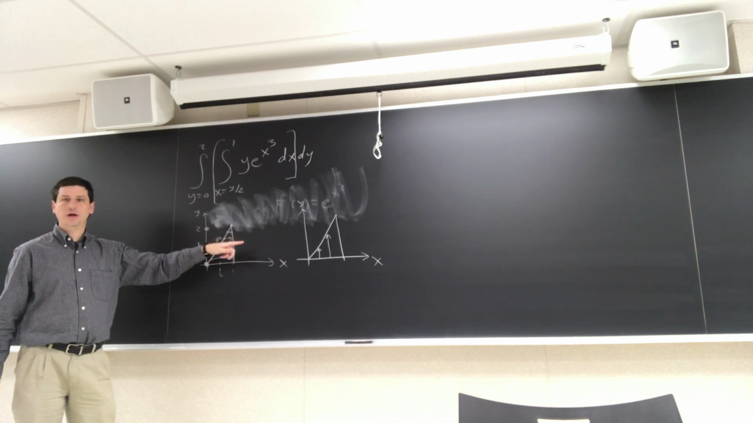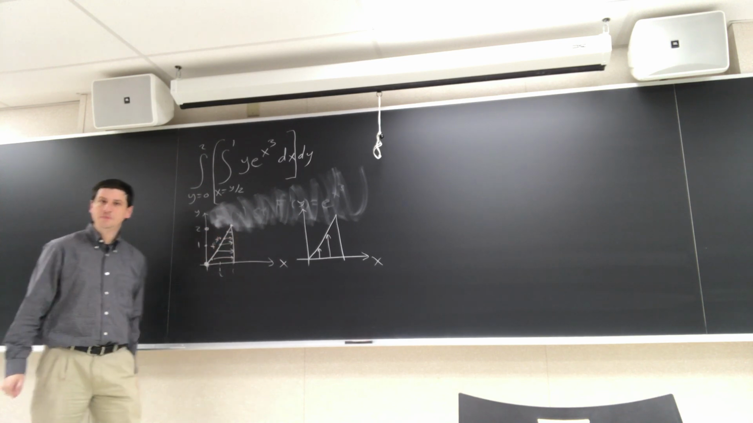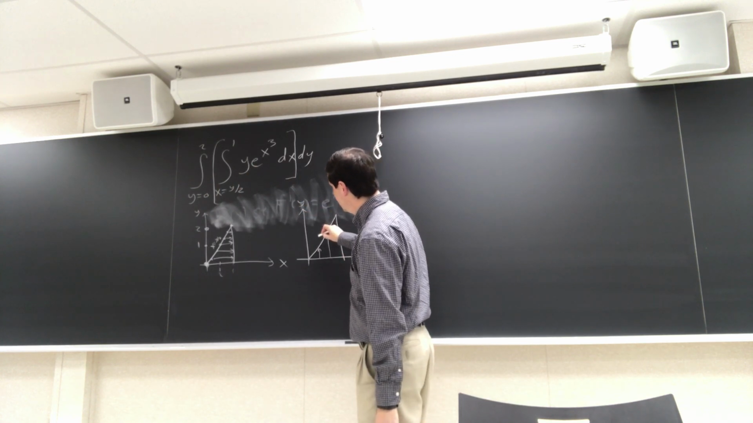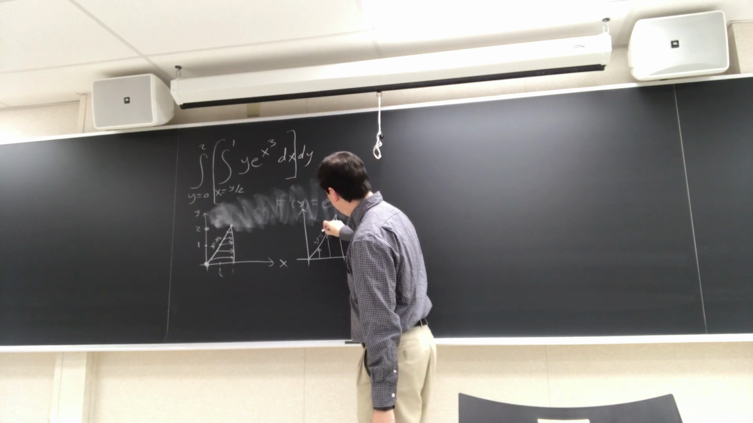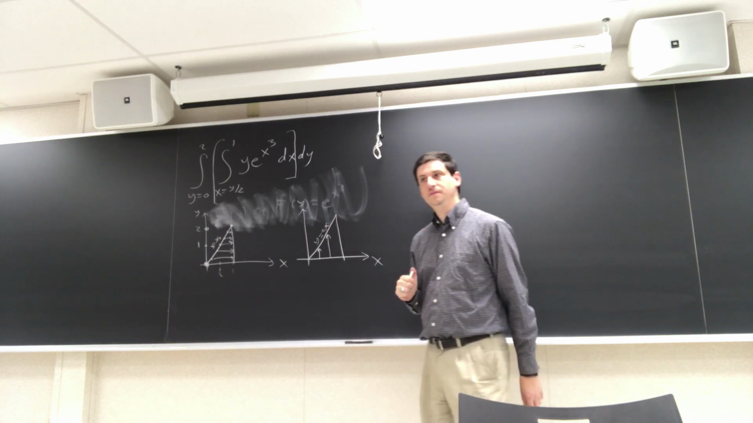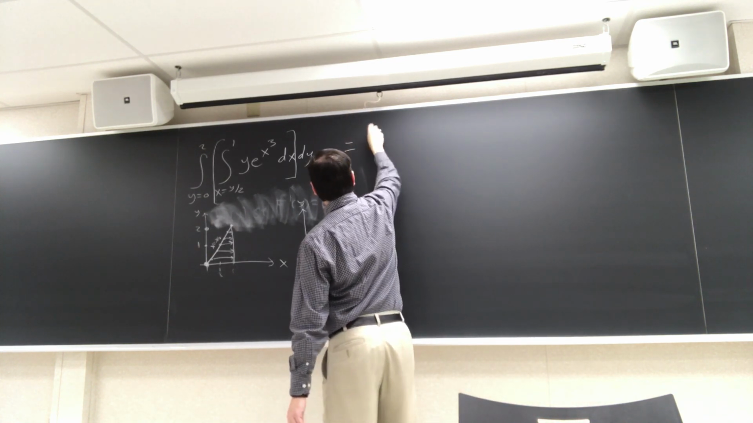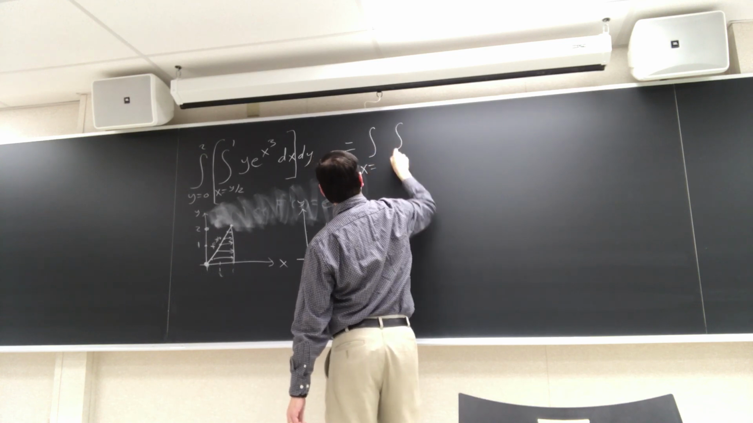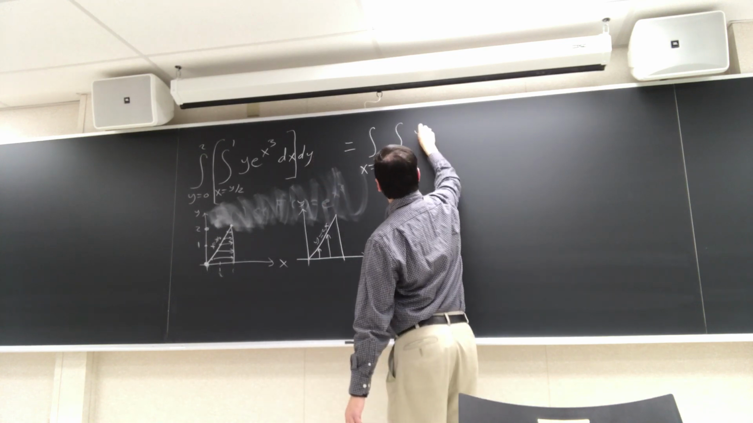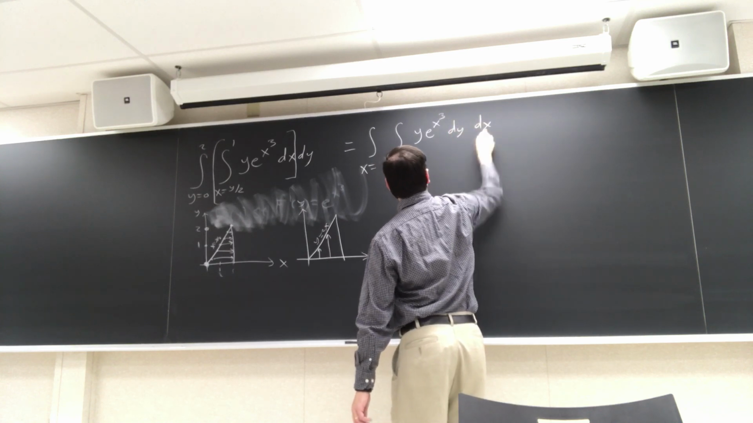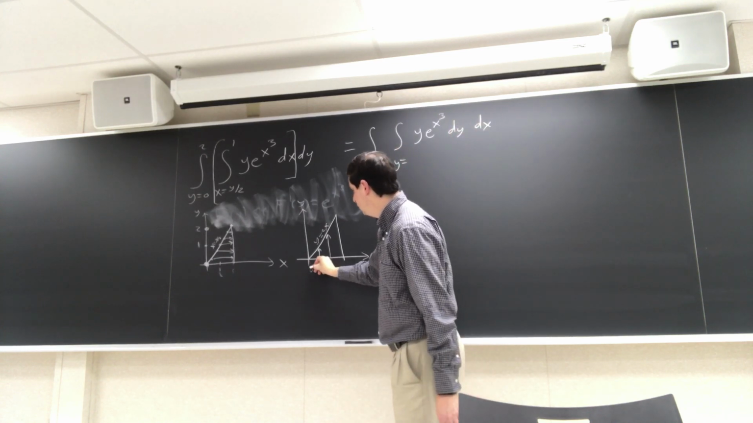I now want to write it the other way. I want to write not x as a function of y, but y as a function of x. This is fortunately not too bad. This is the same as y equals 2x. And so this integral is going to be the same as x goes from something to something, y goes from something to something, y e to the x cubed dy dx. Right? X is going to go from 0 to 1.